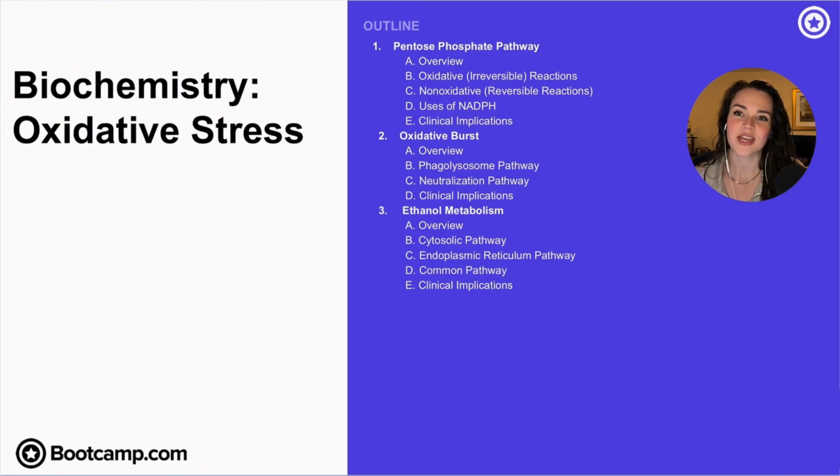Hi everyone, my name is Paige and thank you so much for joining me for a chapter on oxidative stress. This is a short chapter, but a fun one. We're going to start by talking about the pentose phosphate pathway and producing NADPH. Then we're going to move into one of my favorite topics, which is the oxidative burst. And this is going to be kind of a biochemistry, immunology crossover episode. And then we will finish by talking about ethanol metabolism.